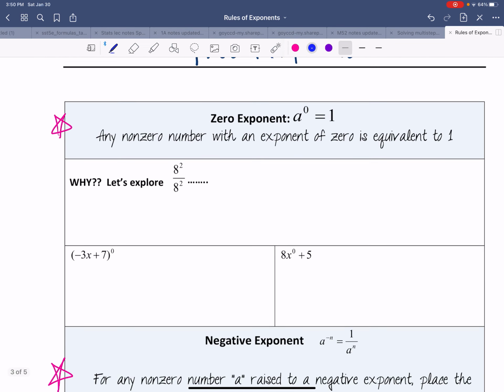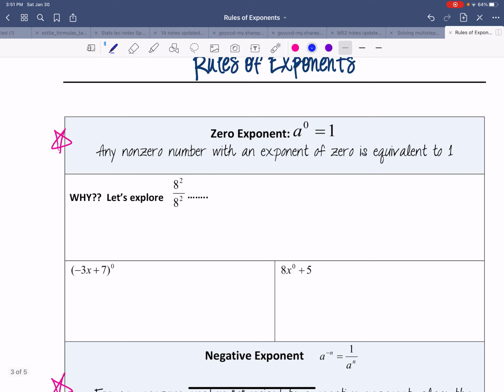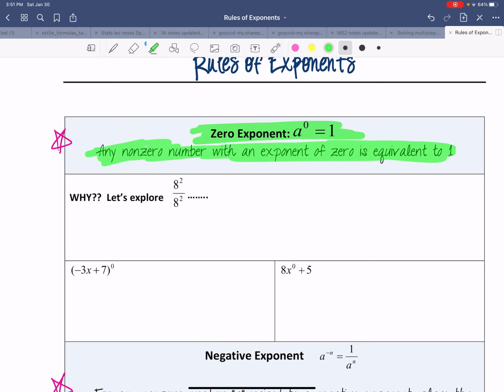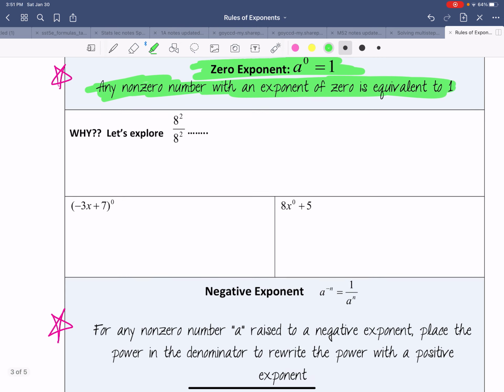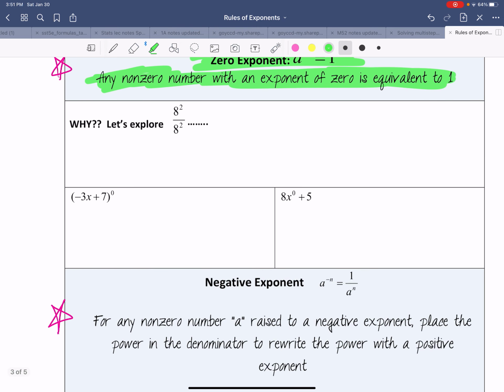Let's see the next rule, the 0 exponent. Anything raised to the 0 power is 1. Okay, anything raised to the 0 power is 1. All right, so let's explore 8 to the 2nd over 8 to the 2nd. What does it really mean? Let's just go ahead and expand it. 8 to the 2nd power means 8 times 8.